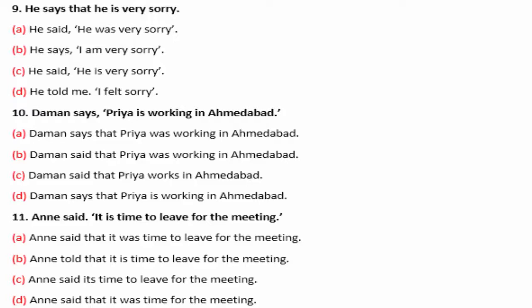Four options are given. You may write down one option in your register. Number 11. Anne said it is time to leave for the meeting. Options are given before you. You may choose any one option and write it down in your register.